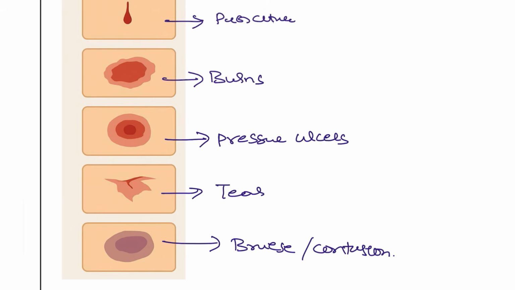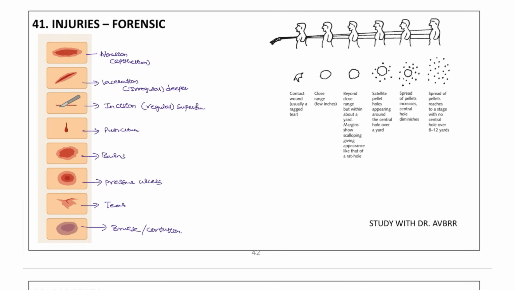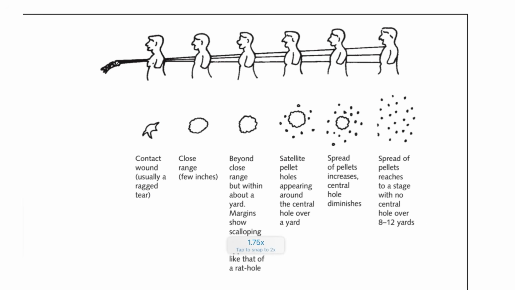Okay, please refer to the full-length examples in forensic medicine. Next, coming to the different types of shotgun injuries.